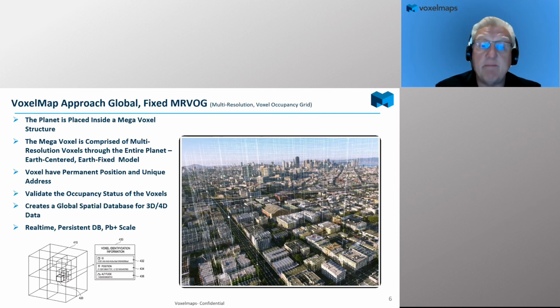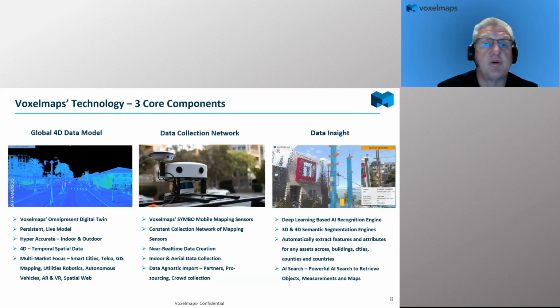And it's a real-time persistent database that supports petabytes at scale. We already have multiple petabytes in storage currently. Okay, so that gives you an idea of the voxel structure, and of how we manage it.